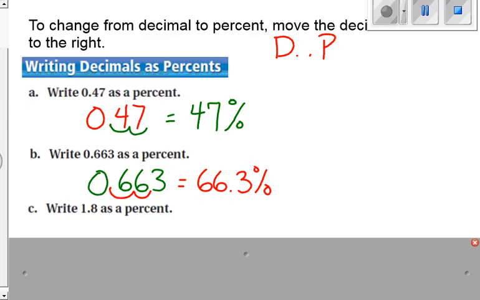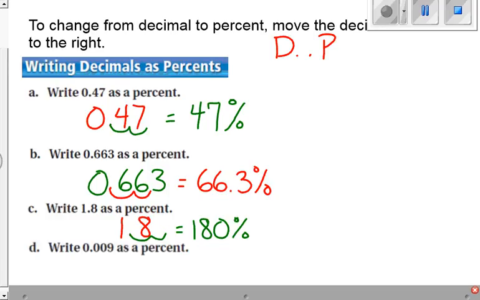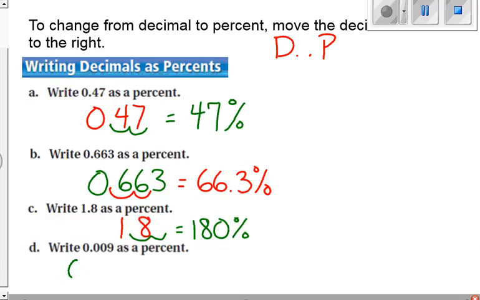The next problem says write 1.8 as a percent. So again, we're going to move it twice to the right, and if you notice, we don't have 2 numbers to the right. So 1, 2, we are now going to fill that in with a 0, and we get 180%. And our final problem says write 0.009 as a percent. So again, we are going to move the decimal twice to the right, and now we end up with 0.9%.